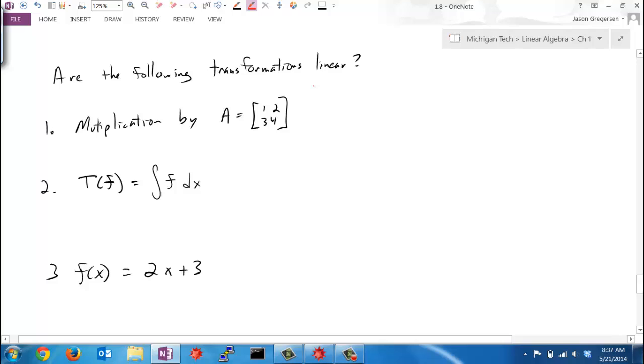So is multiplication by a matrix linear? I hope so, because that's what we want to do, right? But what about other transformations? What about the integral of a function? Is that a linear process? What about that last function? So you have to go through and show that those 2 properties are satisfied.